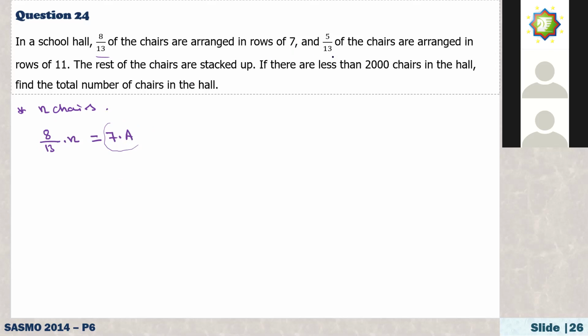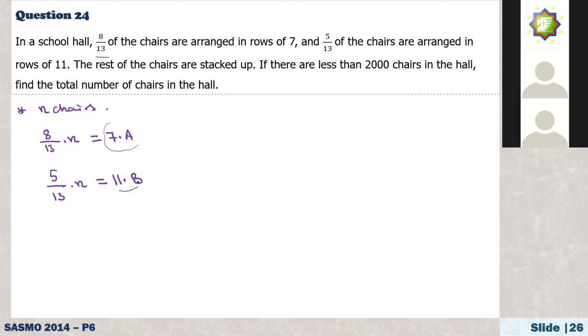Also, it says 5/13 of the chairs are arranged in rows of 11. Sorry, it is 5/13 of chairs arranged in rows of 11. So here we have 11 times some number B. I don't know how many rows have 11 seats and how many rows have 7, that's why I'm just using A and B. Now, the rest of the chairs are stacked up.